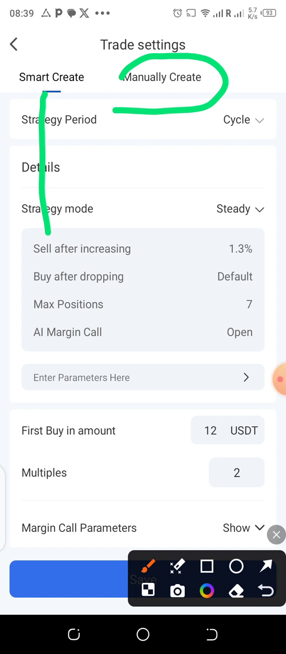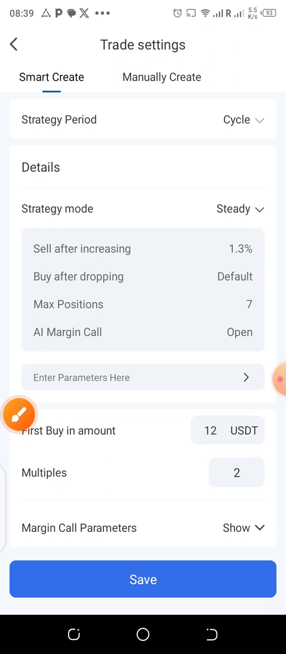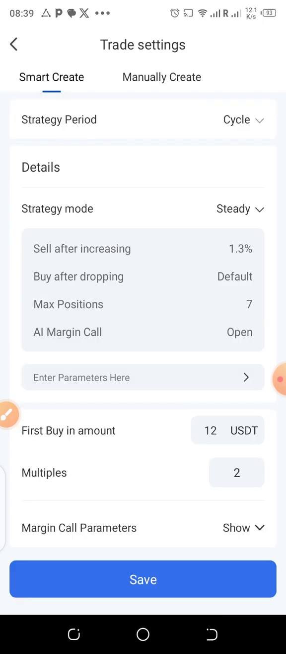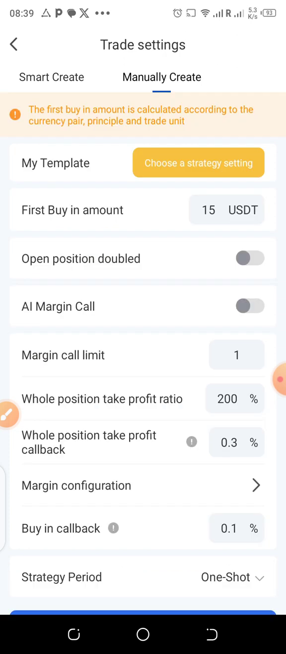So we want to create our own trade settings. Let's go to Manual Create. Have you seen how the screen has changed? This is Smart Create, that is how it is going to appear. Then Manual Create, that is what is going to appear.